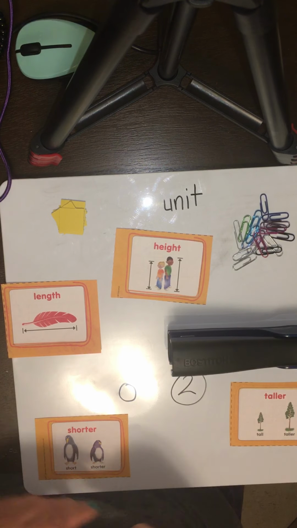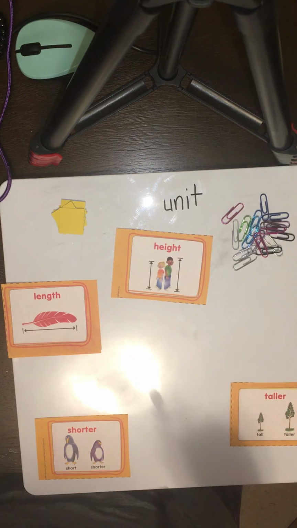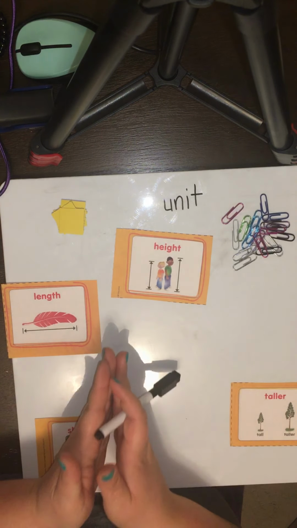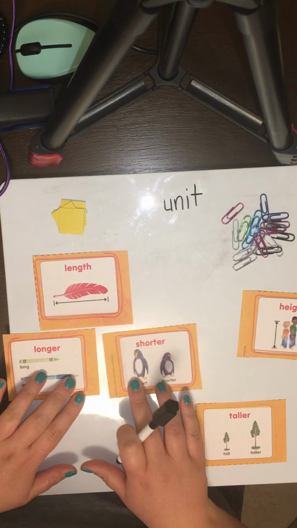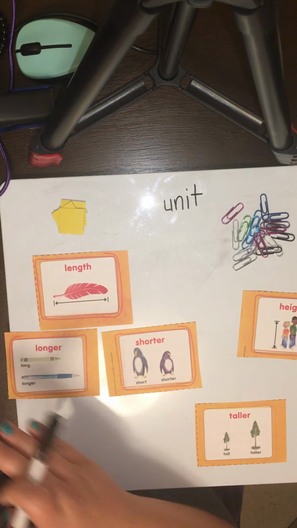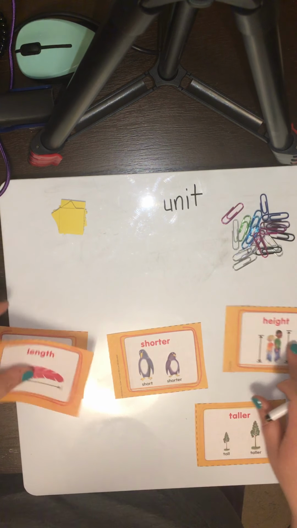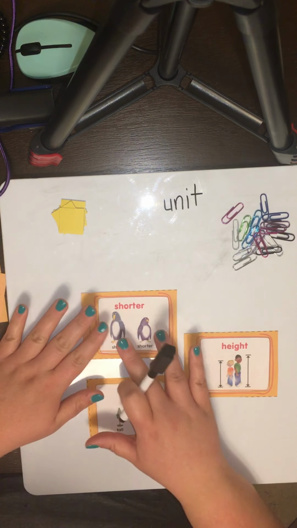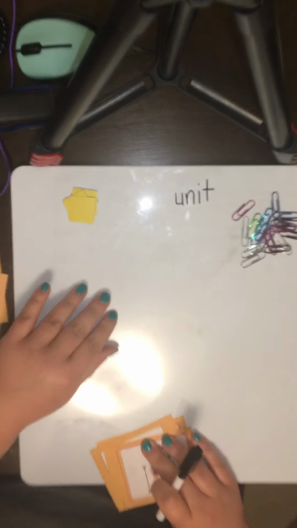So those are some words that we're going to be using when we are measuring. We're going to be measuring height, how tall something is, and length, how long something is. When we're measuring the length, one thing will be longer than the other, or one thing will be shorter than the other. And when we're measuring height, one thing might be taller than another thing, or shorter, or pay attention because they might be the same. Some of those are tricky.